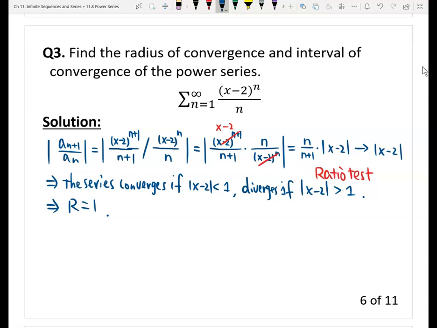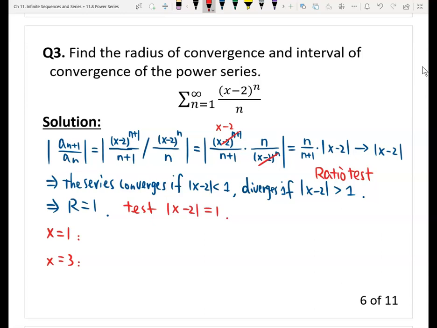How do you find the interval of convergence? You remember, what do we need to do? We need to test the two endpoints, where the absolute value of x minus 2 equals 1. The first endpoint is x equals 1, and the second endpoint is x equals 3. Imagine, 2 minus 1 is 1, and 2 plus 1 is 3.